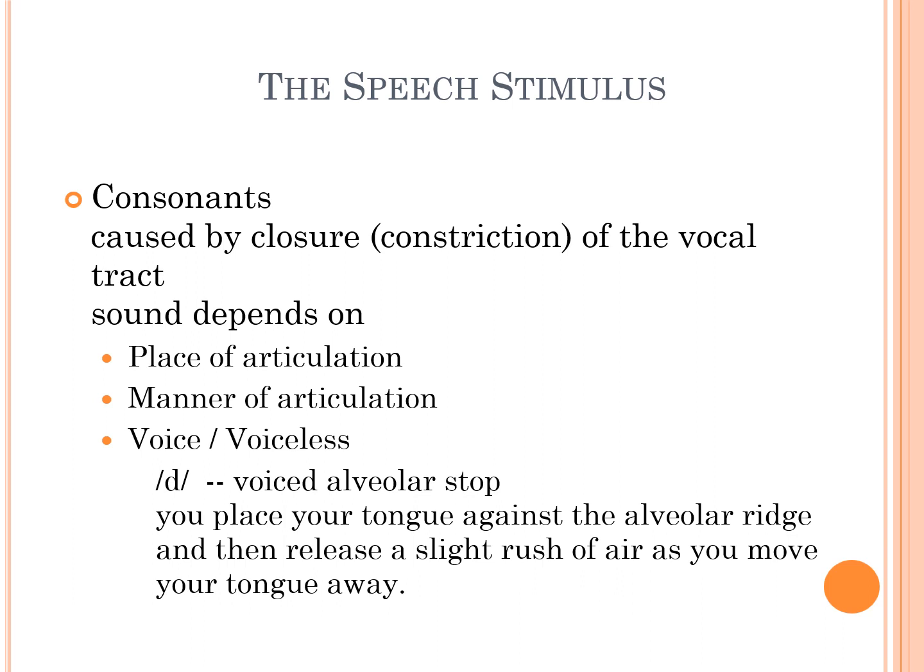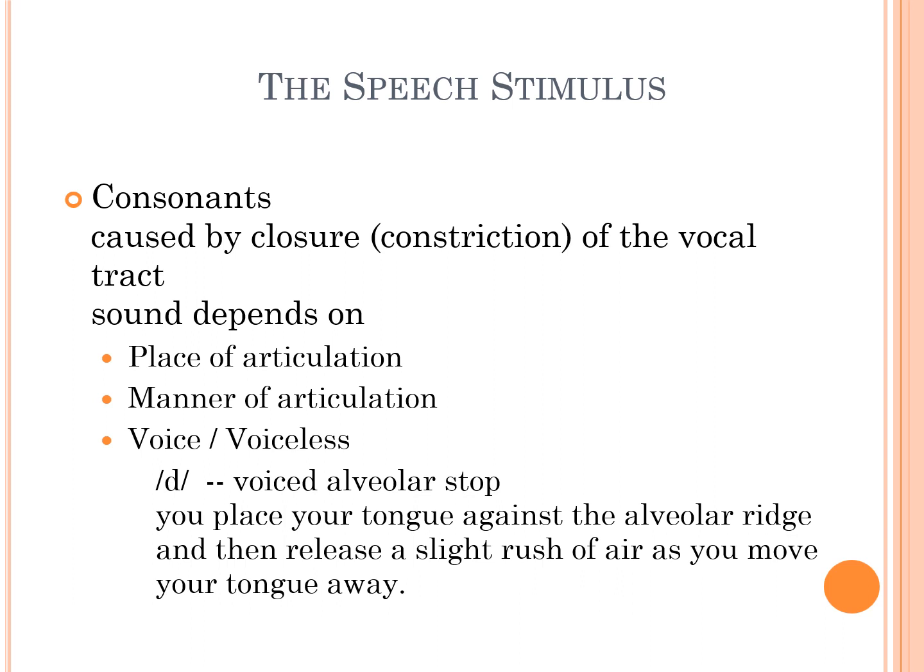And so if you could go d, d, the place of articulation is the alveolar ridge. The manner of articulation is that it is a stop. I am stopping the air. And then we have this slight rush of air as we move our tongue away. It's also voiced. And we have voiced or voiceless consonants. And I gave the example of jar and char earlier. So those affricatives, jar, j is voiced, char, the ch in char is voiceless.